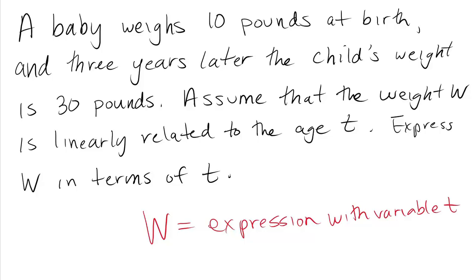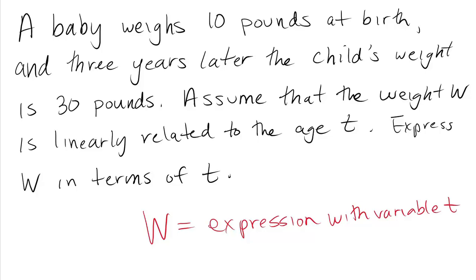They look at this and they say, well, after 3 years the child's weight is 30 pounds, so isn't that just W equals 10 times the age? And the answer is no, because that doesn't give us the right weight at birth. Notice that at birth time would be 0, and this model would be predicting that the baby weighs 0 pounds at birth. That doesn't fit with the information we were given. So we're not going to just guess at it. We're going to come up with an equation of a line using the same steps that we did before.